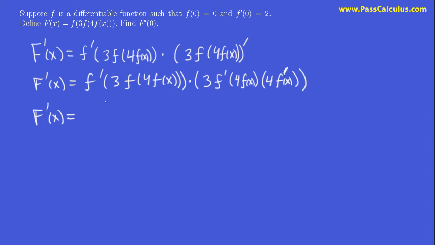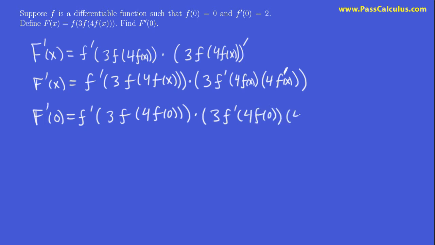But other than that, it's good. And now we need to find what F prime of 1 is, right? Sorry, we need to find what F prime of 0 is. So wherever I see x, I'm going to put a 0 in there. So f prime at 3 times 4 times f of 0 times 3 times f prime of 4 times f of 0 times 4 times f prime of 0. All right. I think I might need another bracket there. Yes. So it's kind of ugly, but now we're in a position to make some progress here.